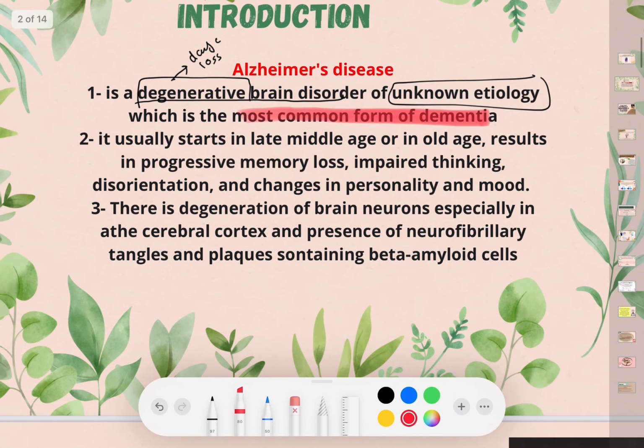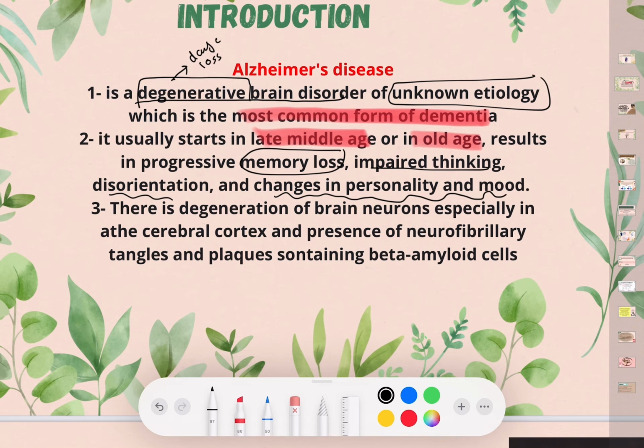It usually starts in late middle age or in old age, and it results in many symptoms like memory loss, impaired thinking, disorientation, and a change in the personality and mood.